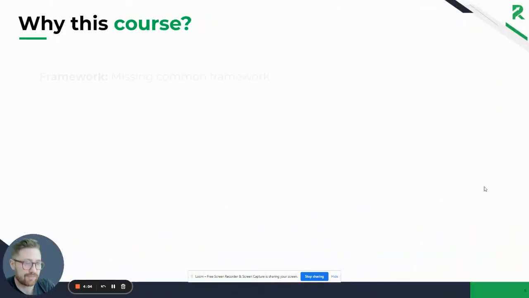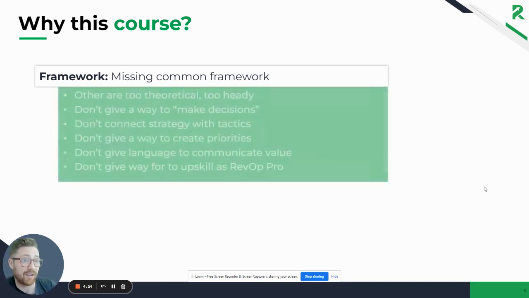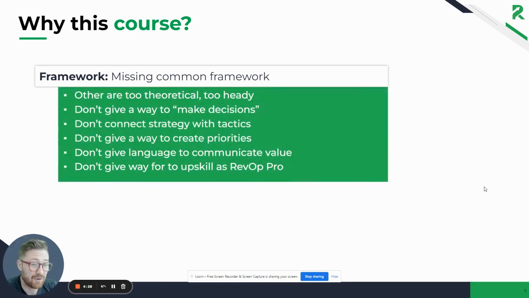Why this course? We're missing frameworks. I believe very strongly at this point we do not have a common framework that RevOps professionals can work from. We don't have a common language. We don't have a common framework. And we don't have a way that is repeatable from stack to stack. And what is out there is too heady and too theoretical. We're going to get really theoretical in this course, but it all has a specific purpose that fits within a framework that allows us to execute.